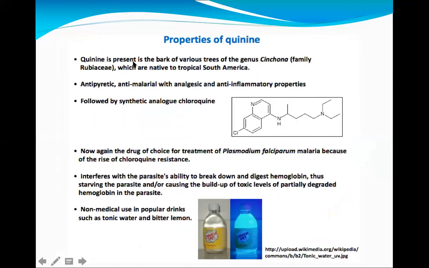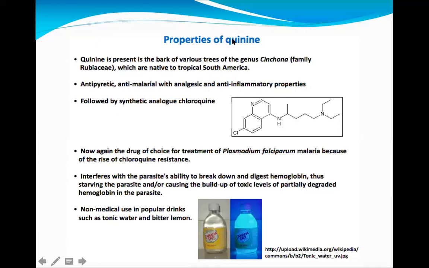Properties of quinine. Quinine is present in the bark of various trees of the genus Cinchona. Cinchona is the genus and the family is Rubiaceae, which are native to tropical South America. And these quinines are antipyretic, anti-malarial, with analgesic and anti-inflammatory properties. They have two major properties quinine has. One is analgesic, another is anti-inflammatory.